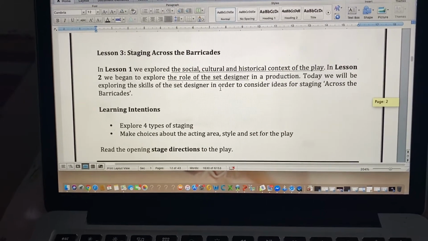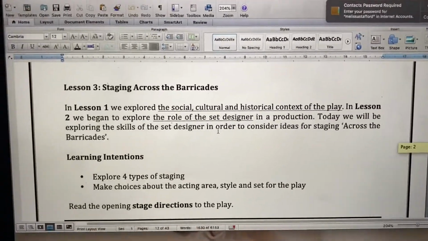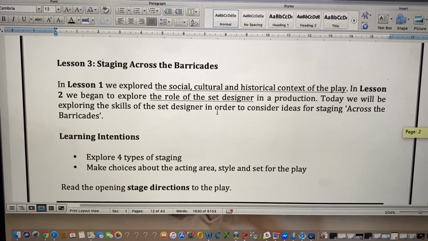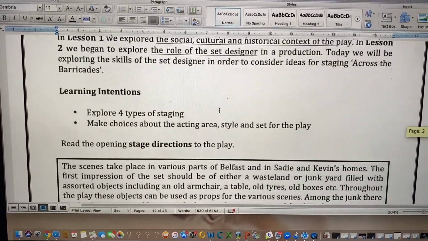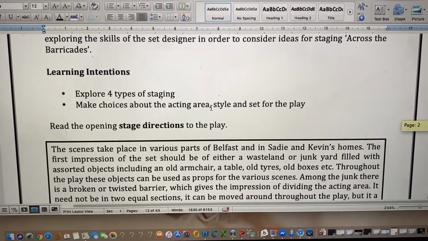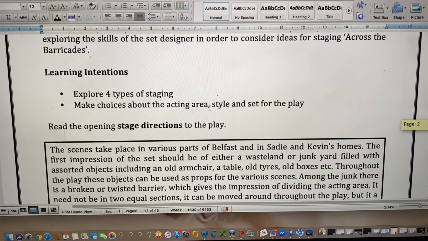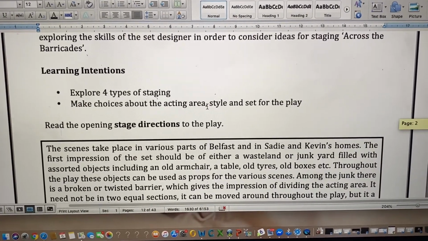So you're going to be taking on the role of designer and you're going to think about how you would stage a scene from the play. So what are our learning intentions today? Well, we're going to consider 4 different types of staging. And we're also going to consider and make choices about the acting area, the style and the set for the play.